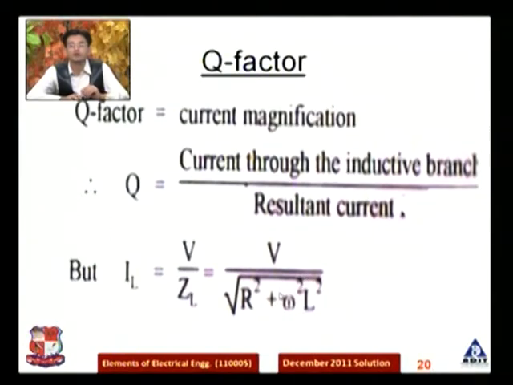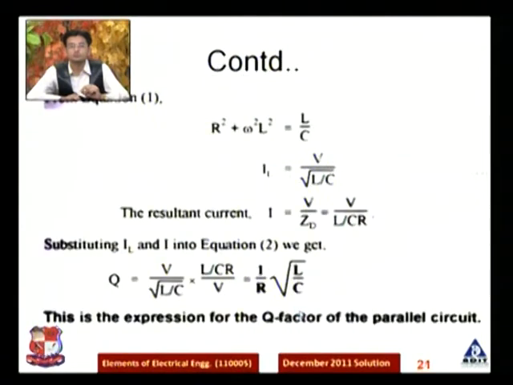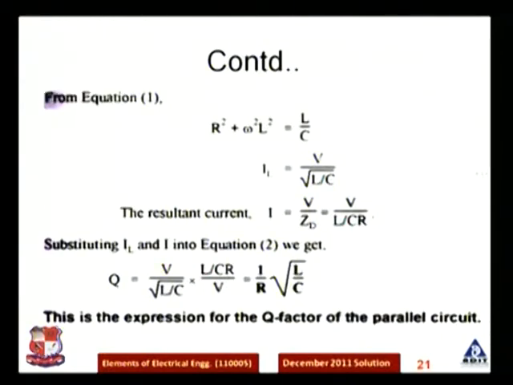Now let us define Q factor. Q factor is nothing but current magnification. So you can define Q factor as the current through the inductive branch divided by the resultant current. Now what is the current in the inductive branch? You can find IL is equal to V divided by ZL. So it is V divided by under root R square plus omega square L square. From equation 1, you can say that R square plus omega square L square is equal to L by C. So IL you can write is equal to V under root LC.